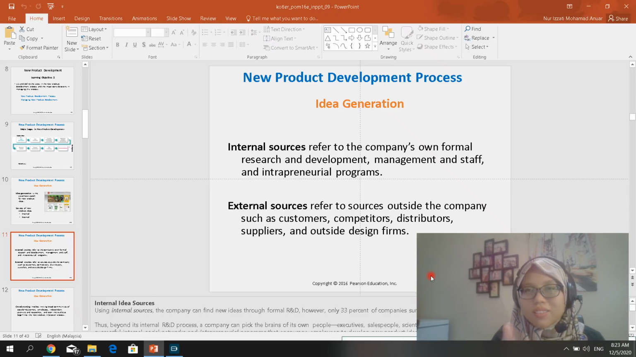And what did the company do? They try to have a voting system, okay, so that the other users can vote for the most innovative ideas inside the website. So this definitely will encourage a lot of people to submit the ideas and engage with the existing ideas that have been submitted.